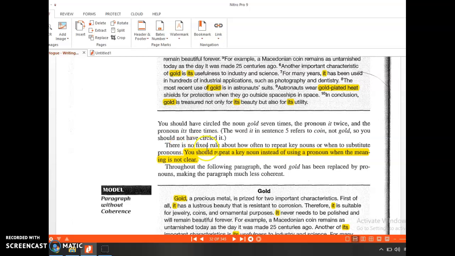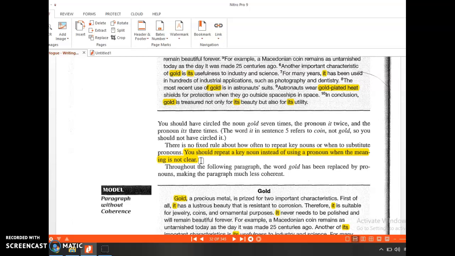There is no fixed rule about how often you repeat key nouns. You should repeat a key noun instead of using a pronoun when the meaning is not clear. So when the meaning is not clear, you have to repeat the key noun. But when it is clear enough, you may use a pronoun. You will have the exercise there.